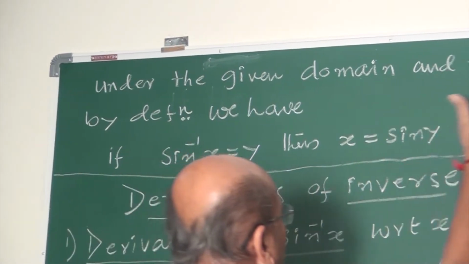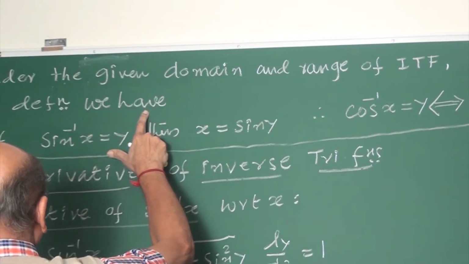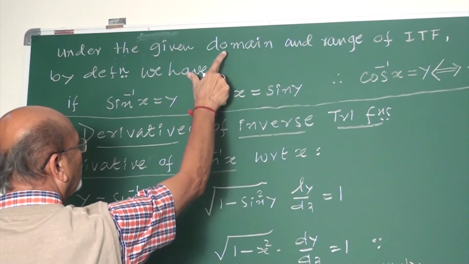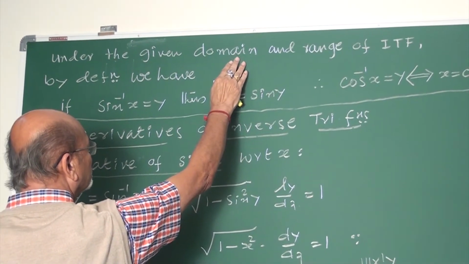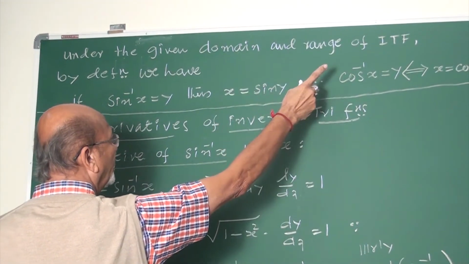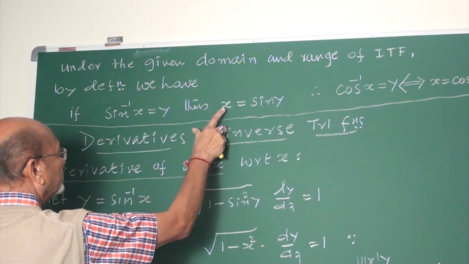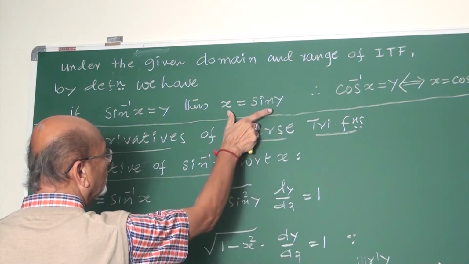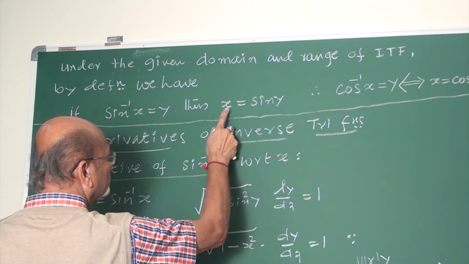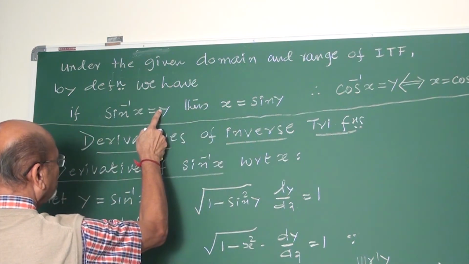Under the given domain and range of inverse trigonometric functions, by definition we have, if sine inverse x equals y, then x is sine y. Under the domain and range it is written. You know the domain and range, I don't want to repeat it. Conversely, if x is sine y, then y can be written as sine inverse x. Taking sine this side is sine inverse, taking sine inverse this side is sine.